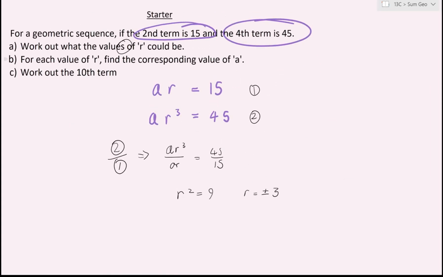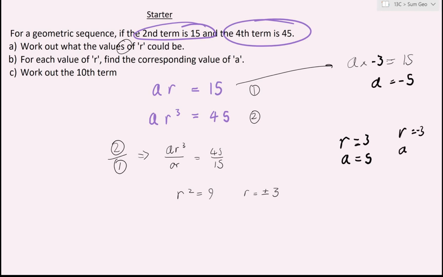Then it says for each value of r, work out the corresponding value of a. So we grab this equation. We either have a times 3 equals 15, which gives me that a is 5. So if r is 3, I therefore have a equals 5. Or I've got a times minus 3 is 15, which means a is minus 5. So if r equals minus 3, then a equals minus 5.